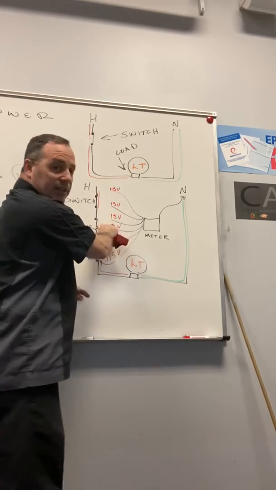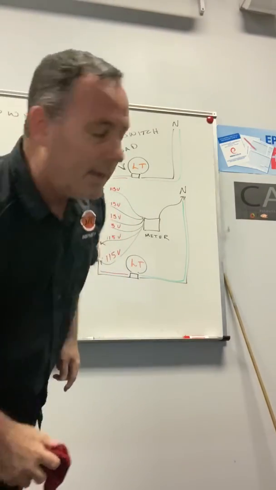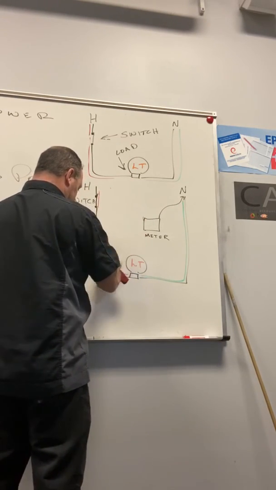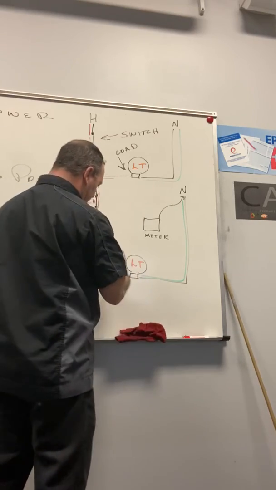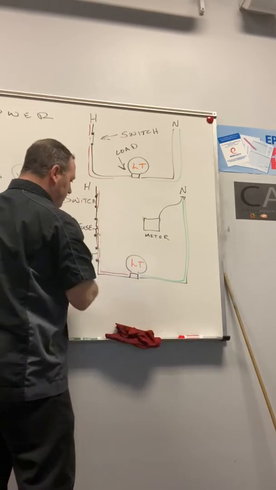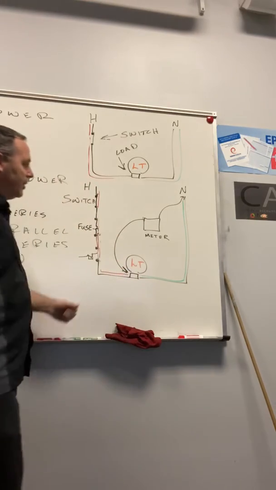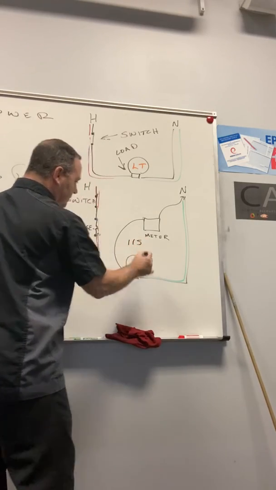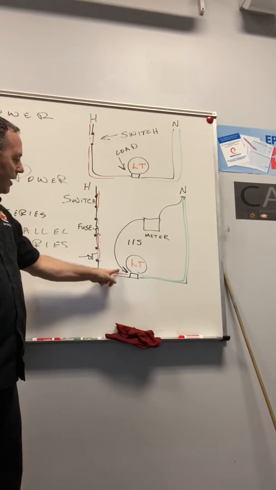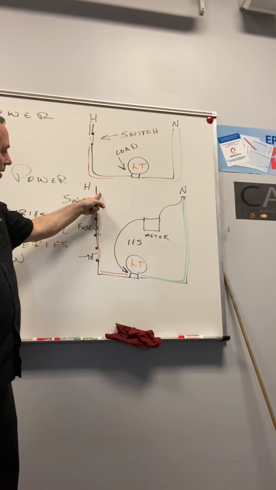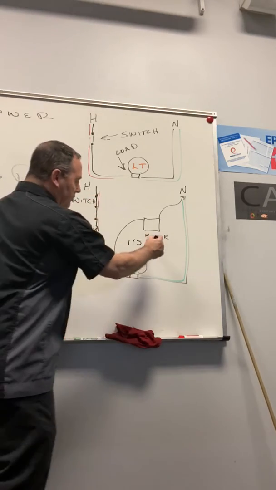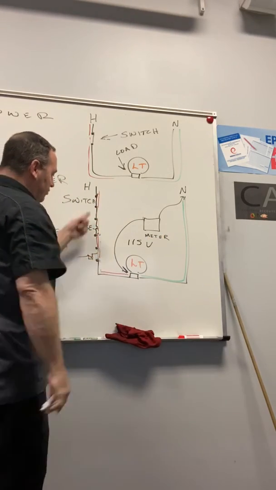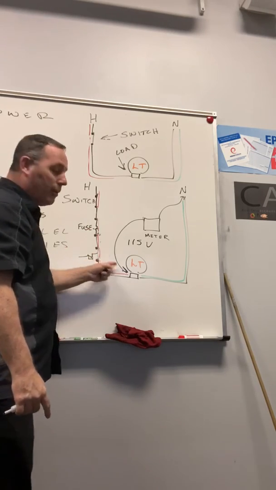So let's go ahead and erase this. Okay, we're recording now. Now, if I put my meter here, what am I going to read? 115. I'm on this side of the circuit, whether I have this side of the meter here or here, I'm reading 115 volts. I could take that meter lead and put it here, here, here, here, here, here. As long as they're all closed, I will read 115 volts.